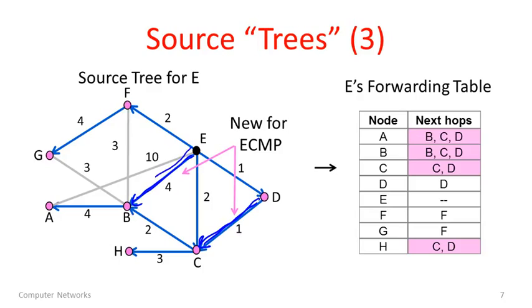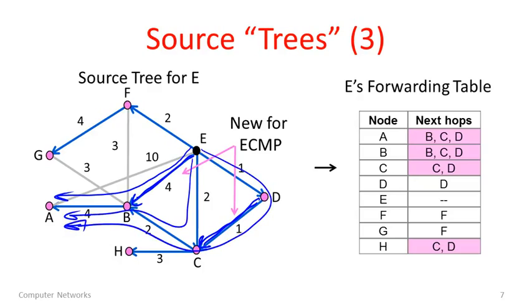We had seen I could go this way. These are the examples I sketched before. I could go this way, or I could go this way. 3 different paths, all of minimum cost 8. That means from E, I could choose any of B, C, or D as the next hop, and you can see that in the table.